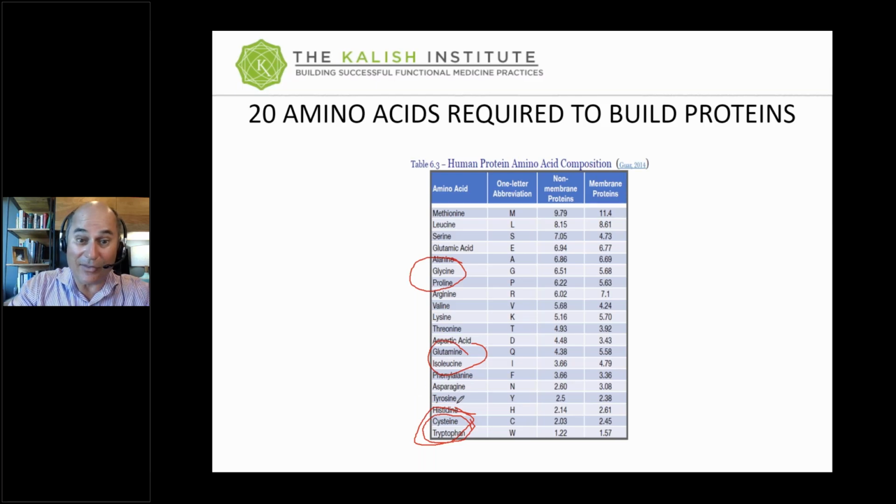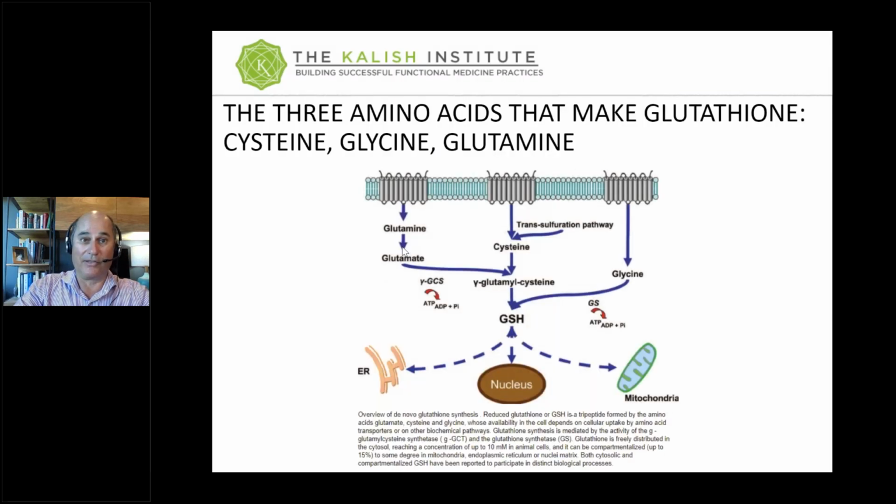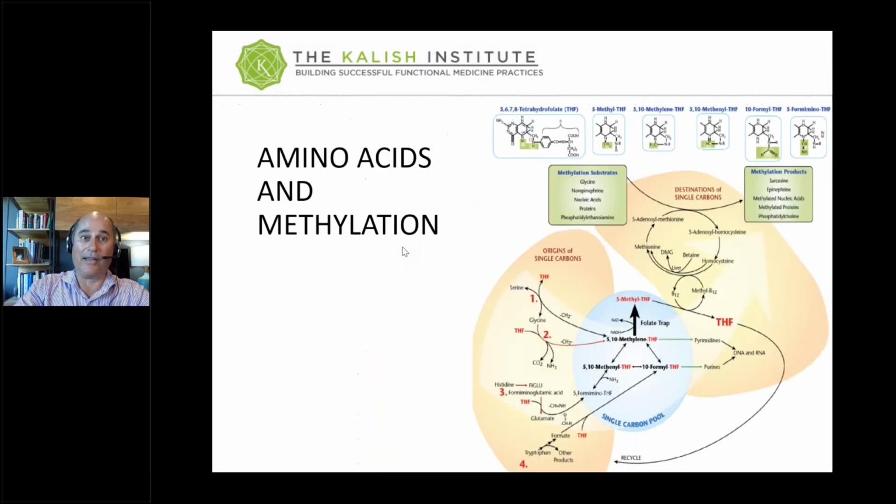However, that's the least of the problem. The bigger problem is that they can't synthesize proteins because cysteine is one of these 20. Hopefully this is starting to make sense. So there's the non-protein functions of amino acids, and then the protein synthesis functions. And again, here are the 3 that make glutathione.